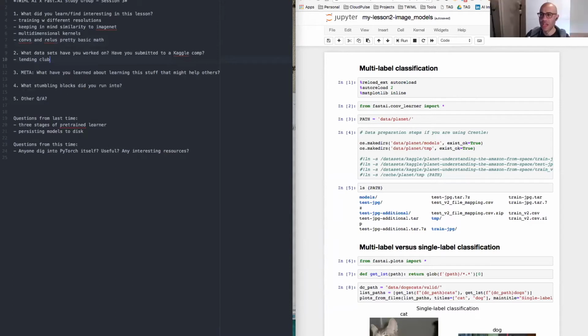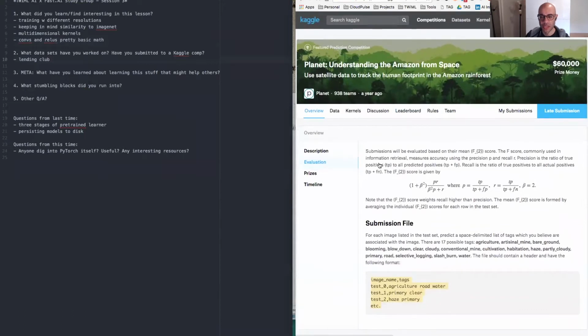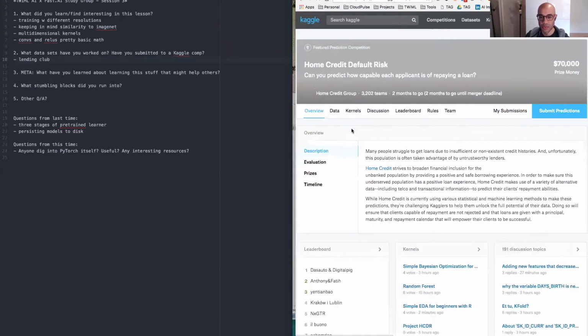Yeah, along that line, there's a new competition that just started, I think. It's also lending related, this Home Credit Default Risk. Has anyone started looking at this one?